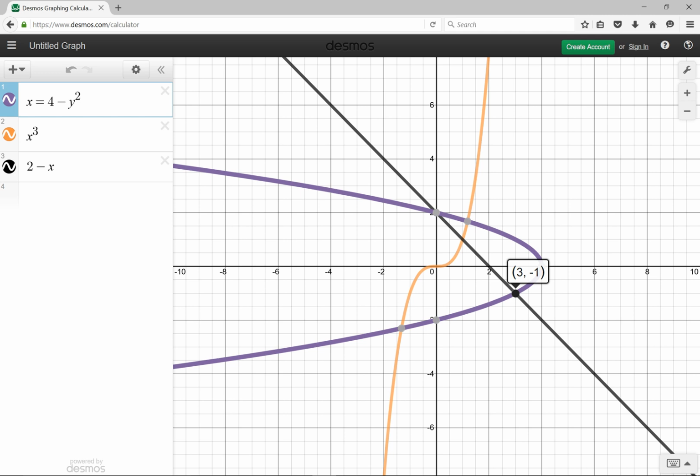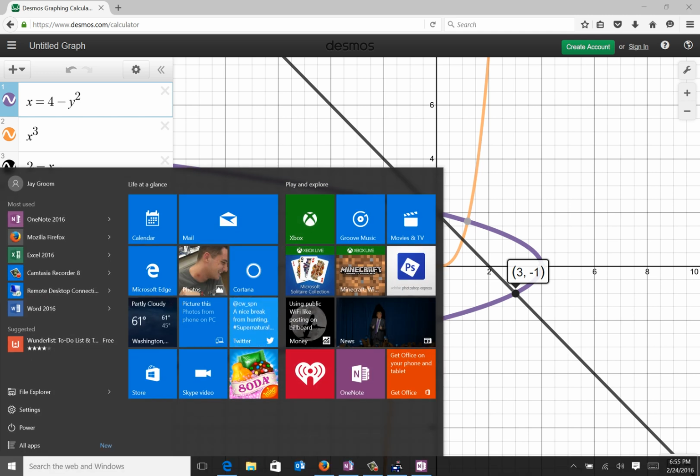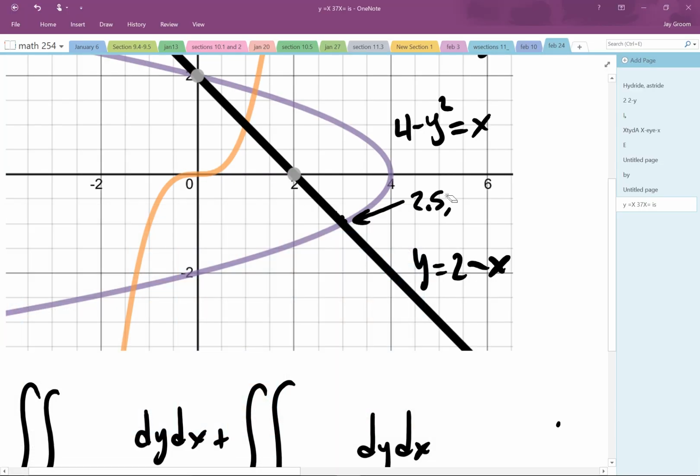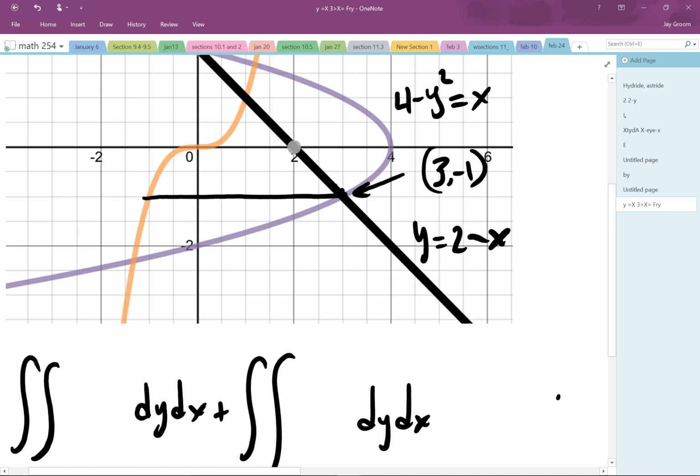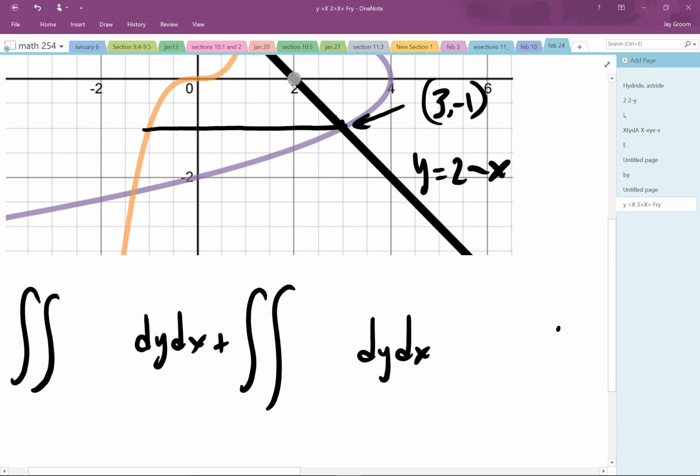It's -3, it's 3, -1. Thank you, that's nicer. This is 3, -1. Okay, so I'm going to cut it across here like so. I'm sorry, I wrote it backwards. It should be dx dy. Sorry about that. I would have caught myself in about 2 seconds.